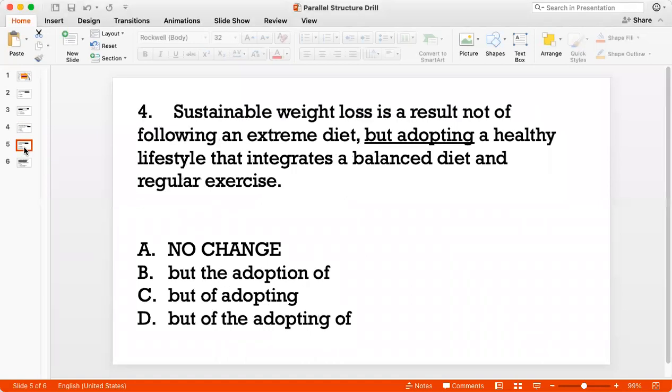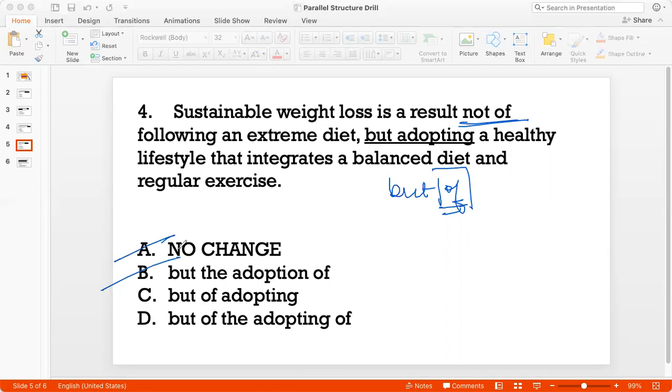Okay, question 4. Sustainable weight loss is a result not of following an extreme diet, but adopting a healthy lifestyle that integrates a balanced diet and regular exercise. So the first thing I notice here is that I'm saying sustainable weight loss is a result not of something, but of something else, right? I need to say but of, not just but. So any option that does not have a but of goes against parallel structure, right? So I immediately can eliminate options A and B.